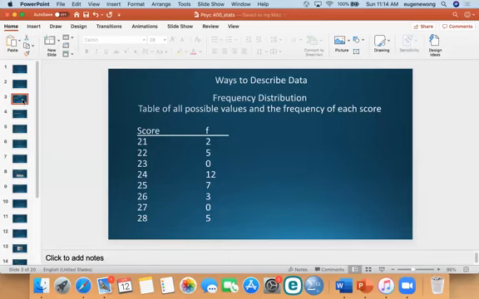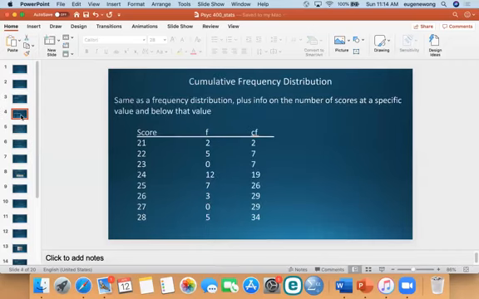Okay, so a frequency distribution is one way to describe a set of data. The frequency distribution has a close relative. It's called the cumulative frequency distribution, and it looks a lot like the frequency distribution, except with an additional column that is labeled CF for cumulative frequency.